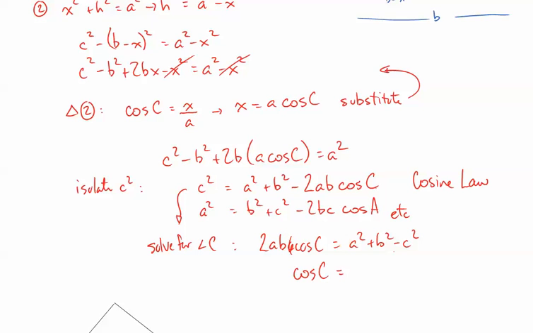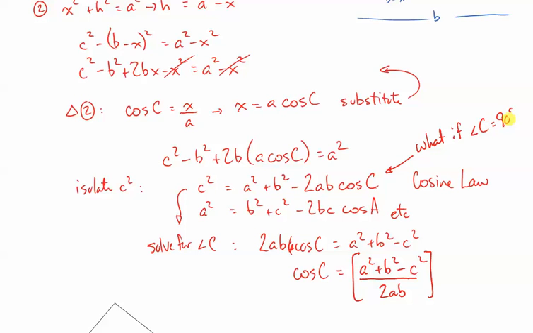Just ab cos C. There we are. A squared plus b squared minus c squared, divided by 2ab. So if you want to isolate for the angle and solve for an angle, that's a version of the cosine law. By the way, something I'd like you to think about in this first version of the cosine law: what happens if angle C equals 90 degrees? I'll leave you to think about that.